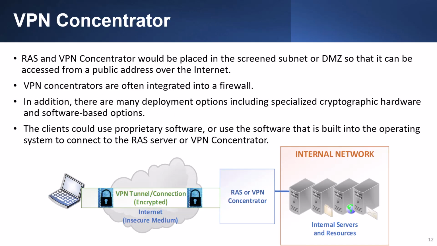RAS and VPN concentrators will be placed in a screened subnet or DMZ so they can be accessed from a public address over the internet. VPN concentrators are often integrated into a firewall. In addition, there are many deployment options, including specialized cryptographic hardware and software-based options. The clients could use proprietary software or use the software that's built into the operating system to connect to the RAS server or VPN concentrator.